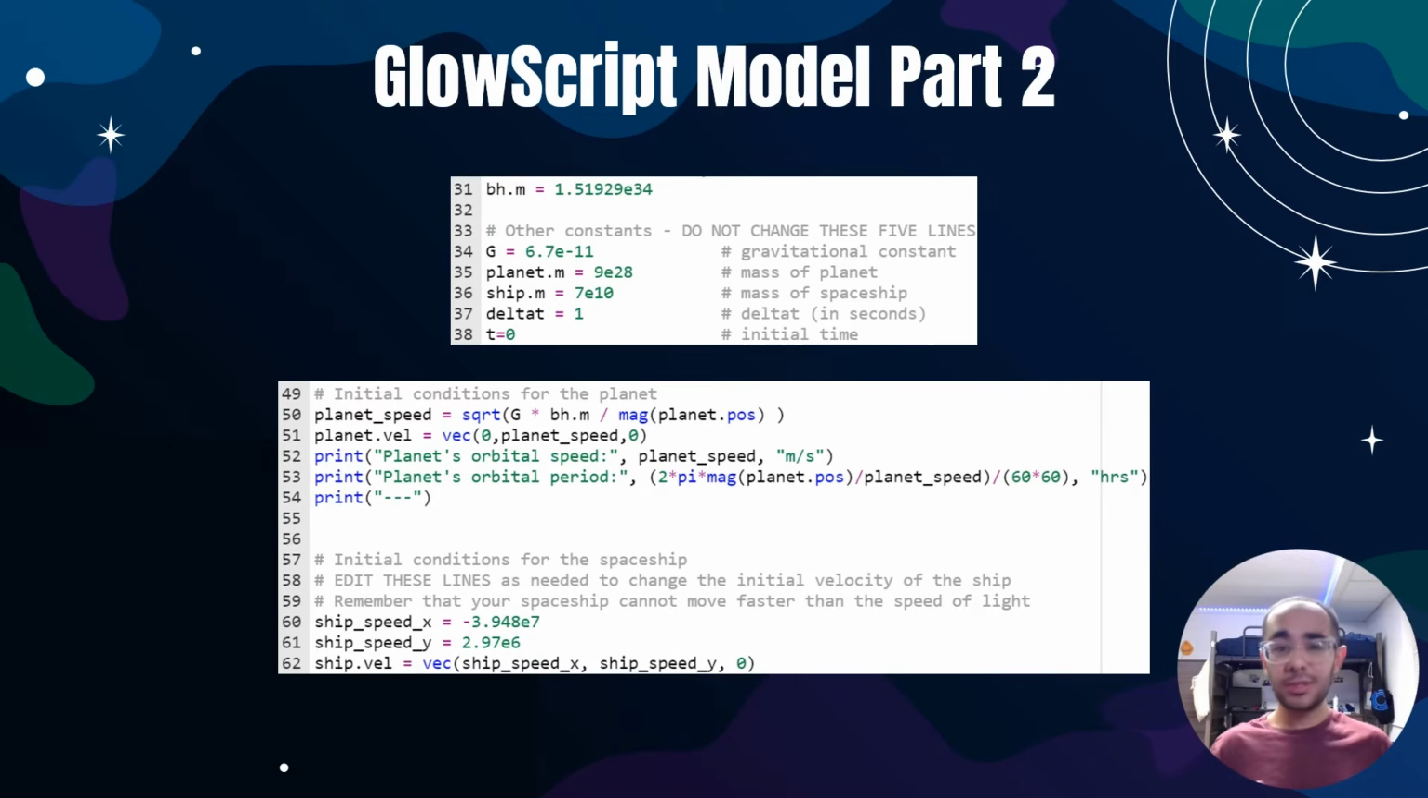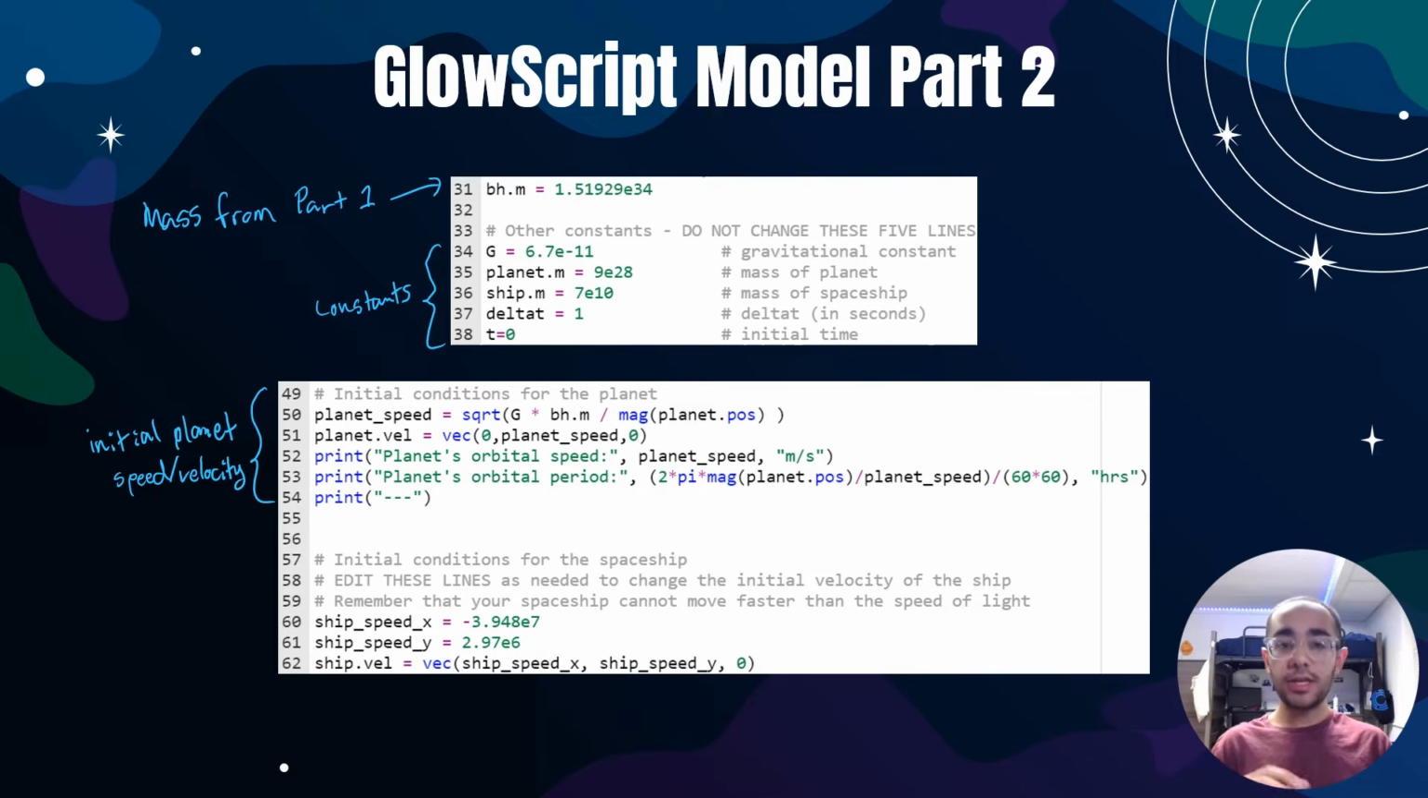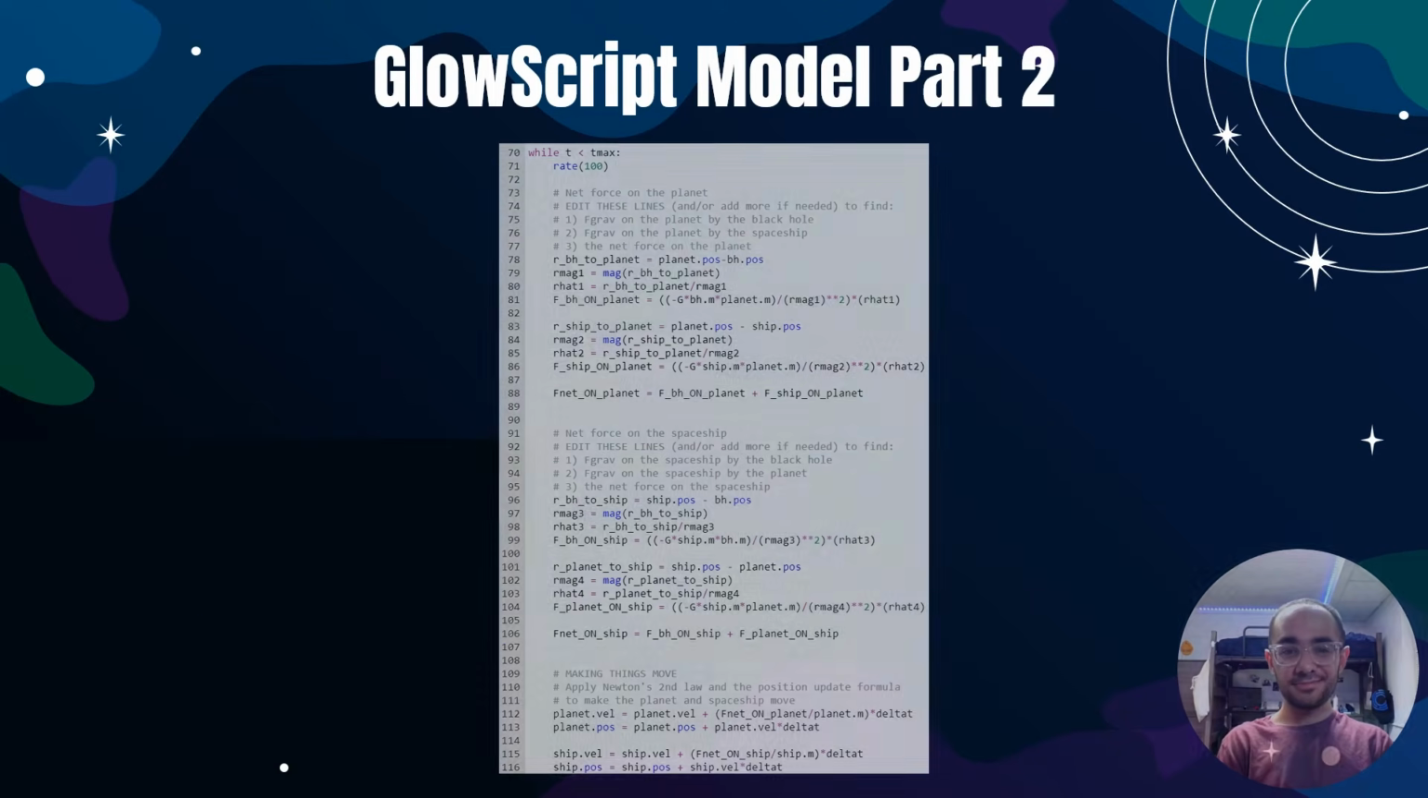Now to do this, we're going to be doing some more coding. So up here, I'm going to put in the mass from our black hole from part 1, and here are some more constants that we know. Now up here, I'm going to put the initial planet speed and velocity, and down here, through trial and error, we're going to figure out what the initial ship speed and velocity is.